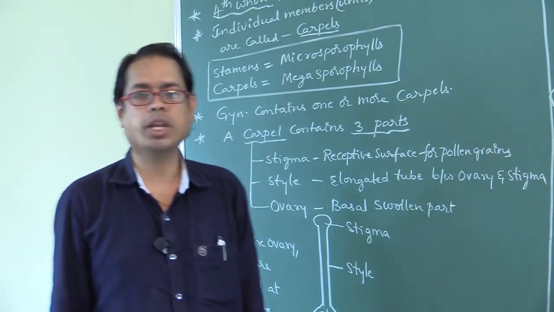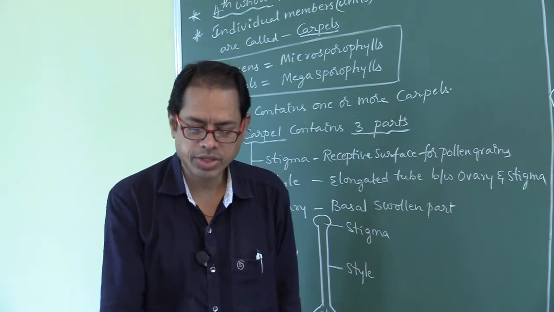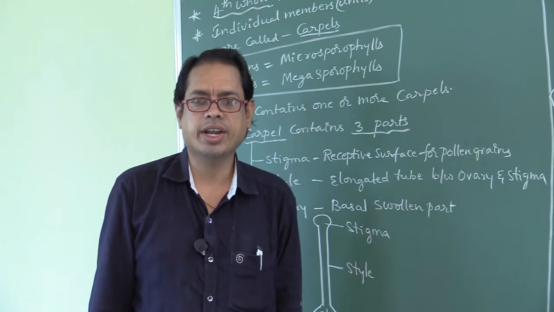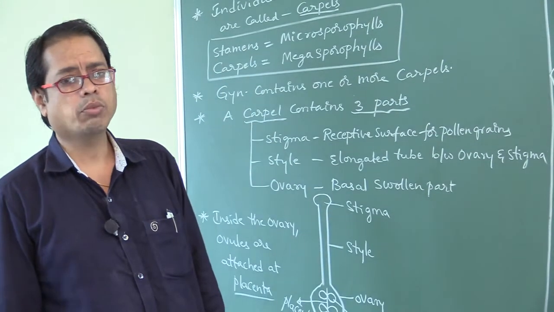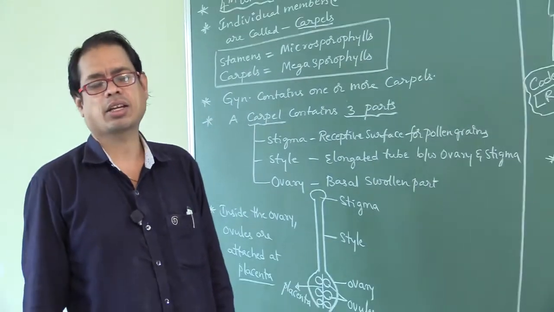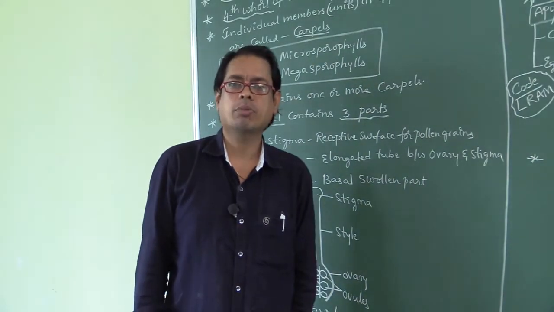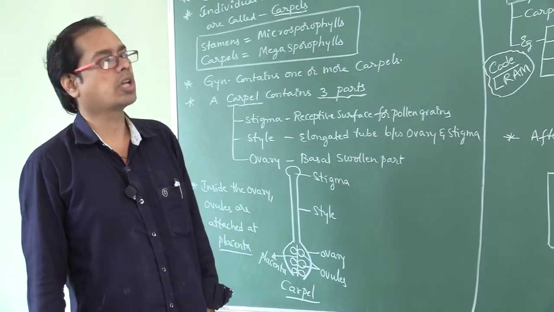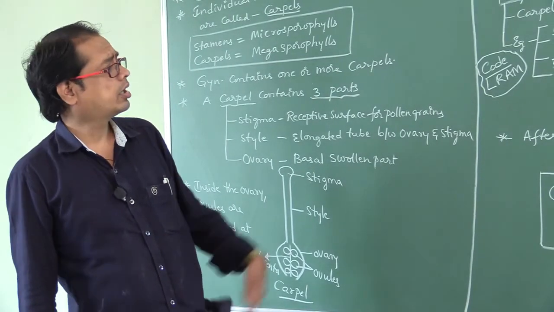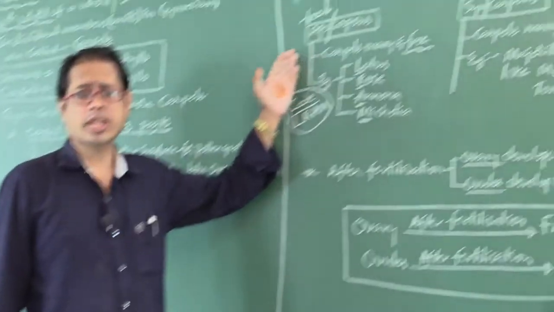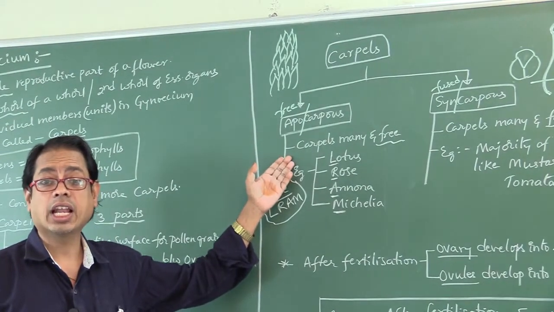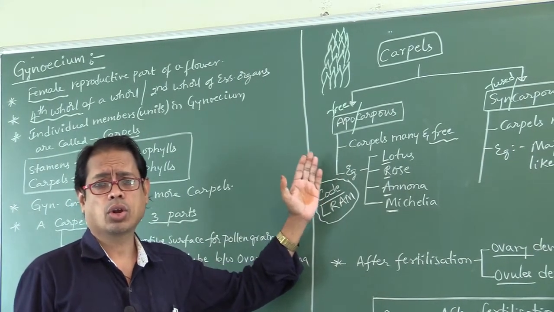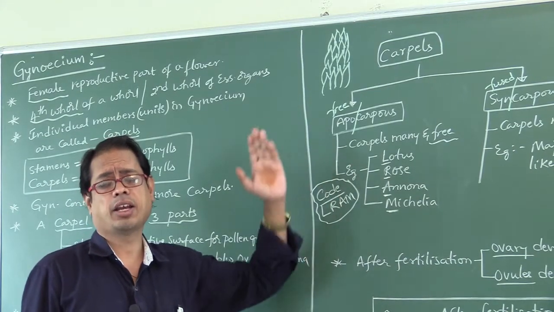Each carpel contains how many parts? 3 parts. From base to tip: ovary, style, stigma. Ovules are present inside the ovary, borne at the placenta. Arrangement of ovules on the placenta inside the ovary is called placentation. How many types? There are 5 types. Apocarpous gynoecium is found in lotus, rose, annona, michelia.